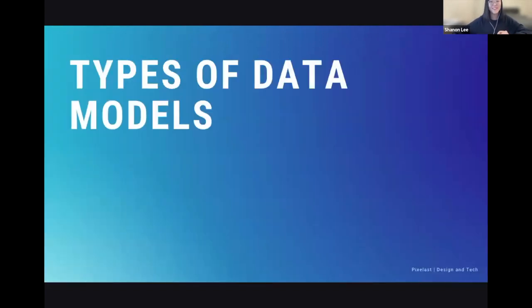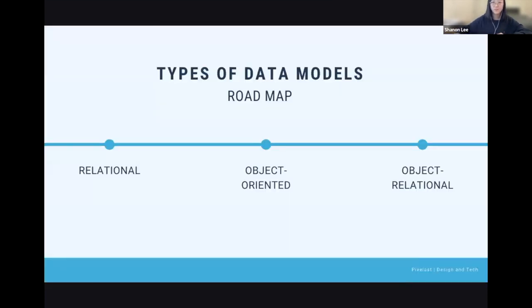And then we're just going to talk about different types of data models now, moving past relationships. This is a quick roadmap for how we're going to discuss these three types. We're going to touch on relational first, and then object-oriented, object-relational.